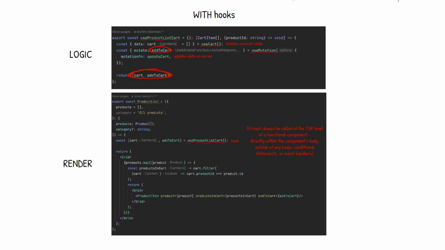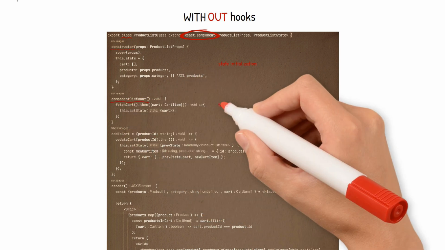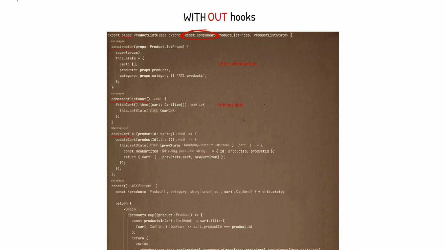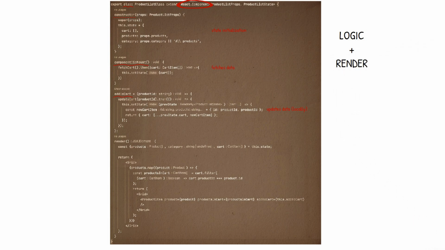Now, let's see how we can achieve the same functionality but without using hooks. First of all, we need to convert our functional component to a class component. We need to initialize the state in the constructor or with the new class property syntax directly within the class component. And then we must use a lifecycle method to fetch data and create a specific function to update it. The whole logic and render are both handled in this one class component.